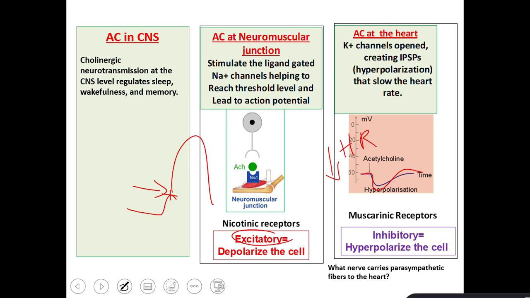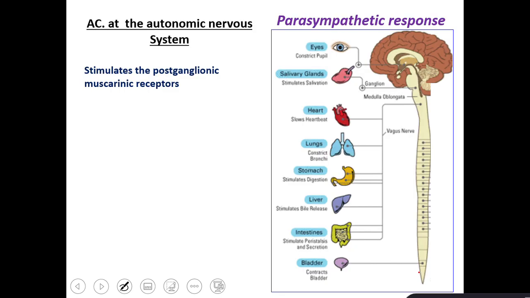So acetylcholine can be excitatory in one place, like at the neuromuscular junction, and inhibitory in another, like here in the heart. Do you remember the nerve that carries the parasympathetic fibers to the heart? The terminals of that nerve release acetylcholine. It is the vagus nerve.